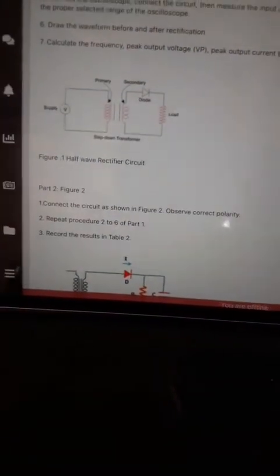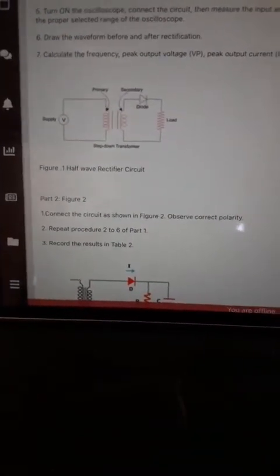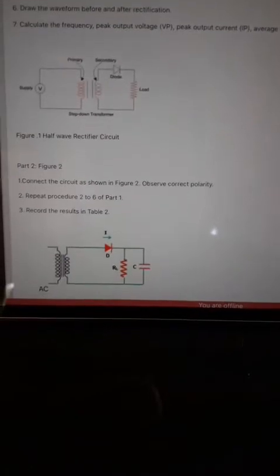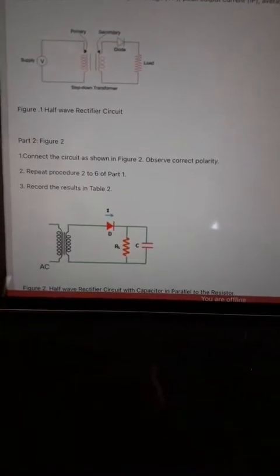So we don't need the materials since ma'am told us that we're going to do it in a simulation, since we don't have the money to buy the oscilloscope. Obviously it's a very expensive tool that we cannot buy.